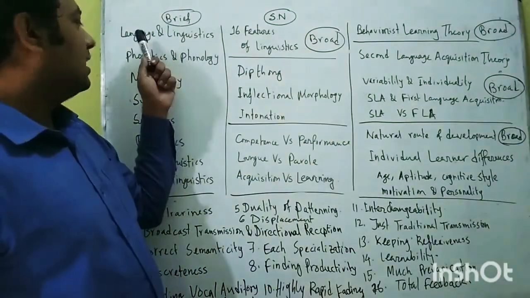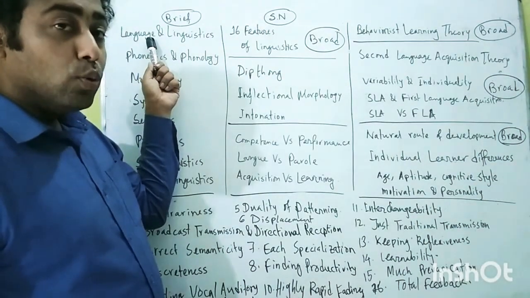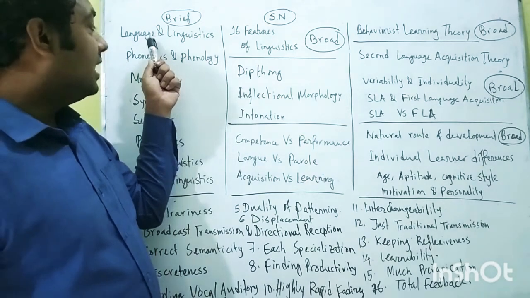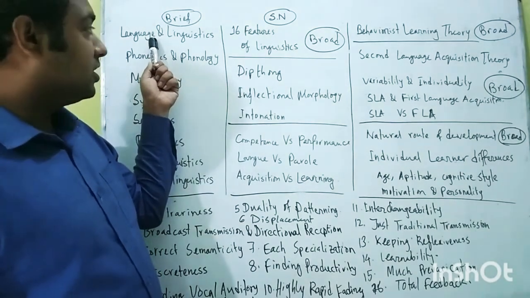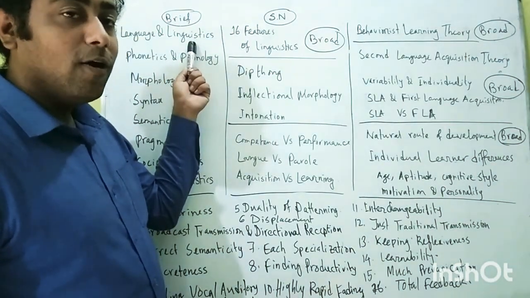Language and linguistics. Language is a medium of communication which has an inevitable use in society. Whenever something is in use among human beings, there occurs variation. So language is a medium of communication. And linguistics? Linguistics is the study of languages.